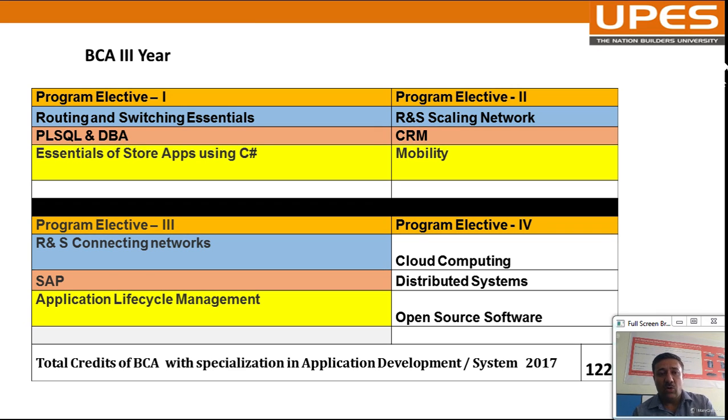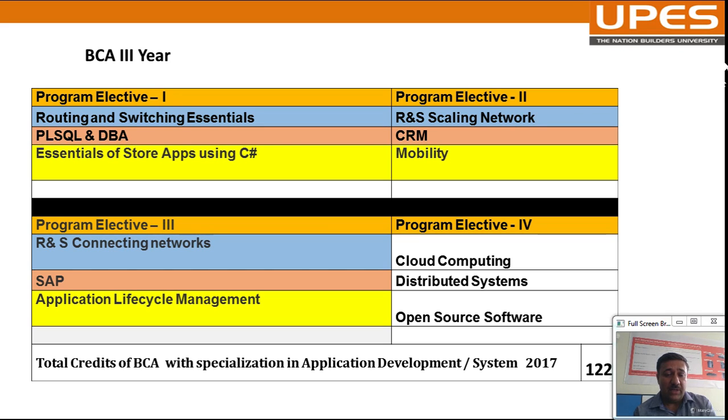So you can see the color coding: Routing and Switching Essentials, RS Scaling, these are the CCNA. PL/SQL, DBA, CRM is Oracle and SAP. And Essentials to Store Apps using C#, Mobility, yellow color, comes under the Microsoft part. On program elective 3, we have Routing and Switching Connecting Networks paper. This is the fourth paper for CCNA certifications, and SAP is another subject, and finally we have one more paper from Microsoft in the elective list.